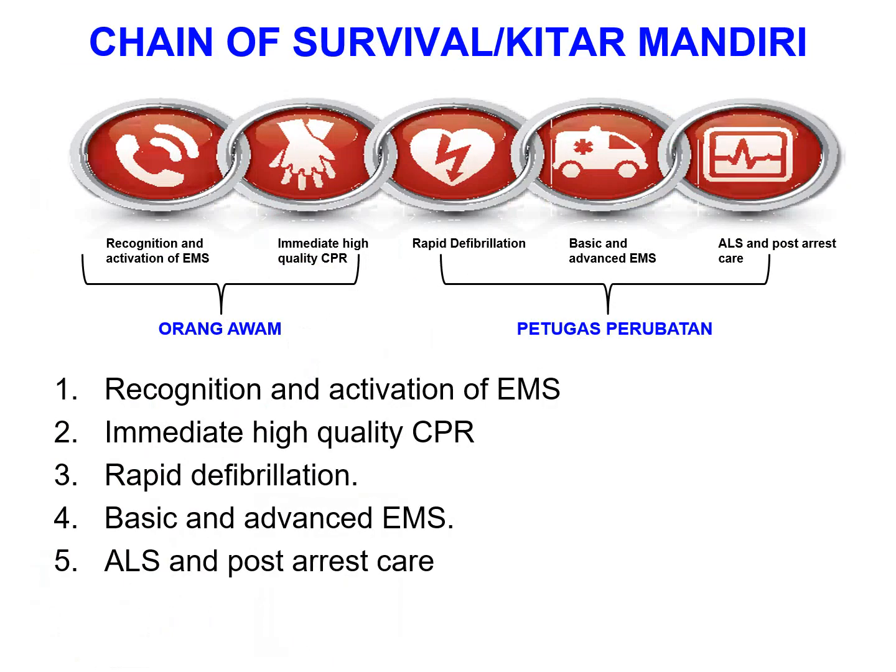Next, we look at the chain of survival. The chain of survival is a sequence of events that need to be carried out in order to increase the chance or rate of survival in a cardiac arrest patient. It starts off with number one, recognition and activation of EMS, Emergency Medical Service. Number two is to provide immediate high quality CPR, followed by number three, rapid defibrillation. Number four, basic and advanced emergency medical service by healthcare personnel.